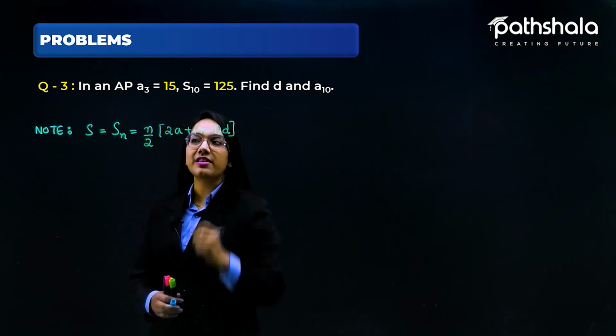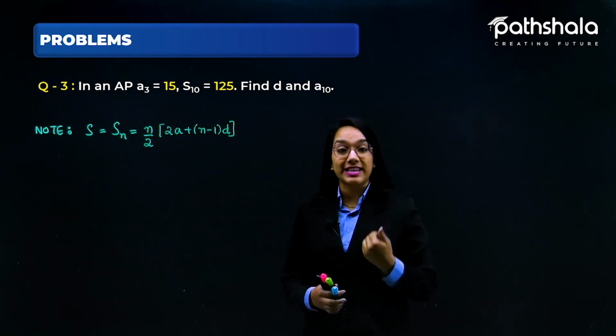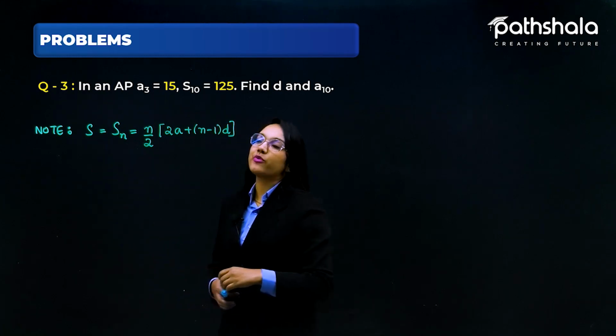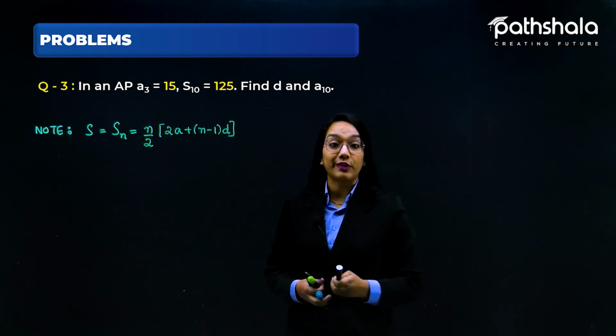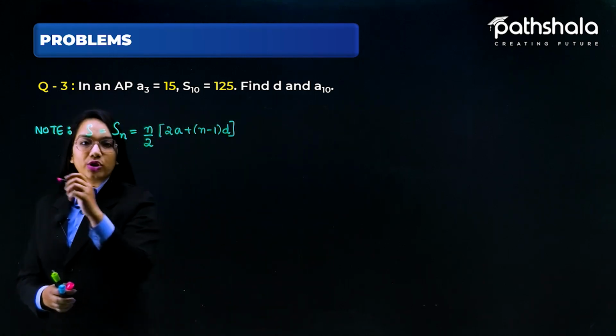So if we are writing the sum of the terms as S, we can also represent it as Sn, and Sn or S is one and the same thing, which is n by 2, 2a plus (n minus 1) into d. So using this concept, let's proceed to the answer for this one.